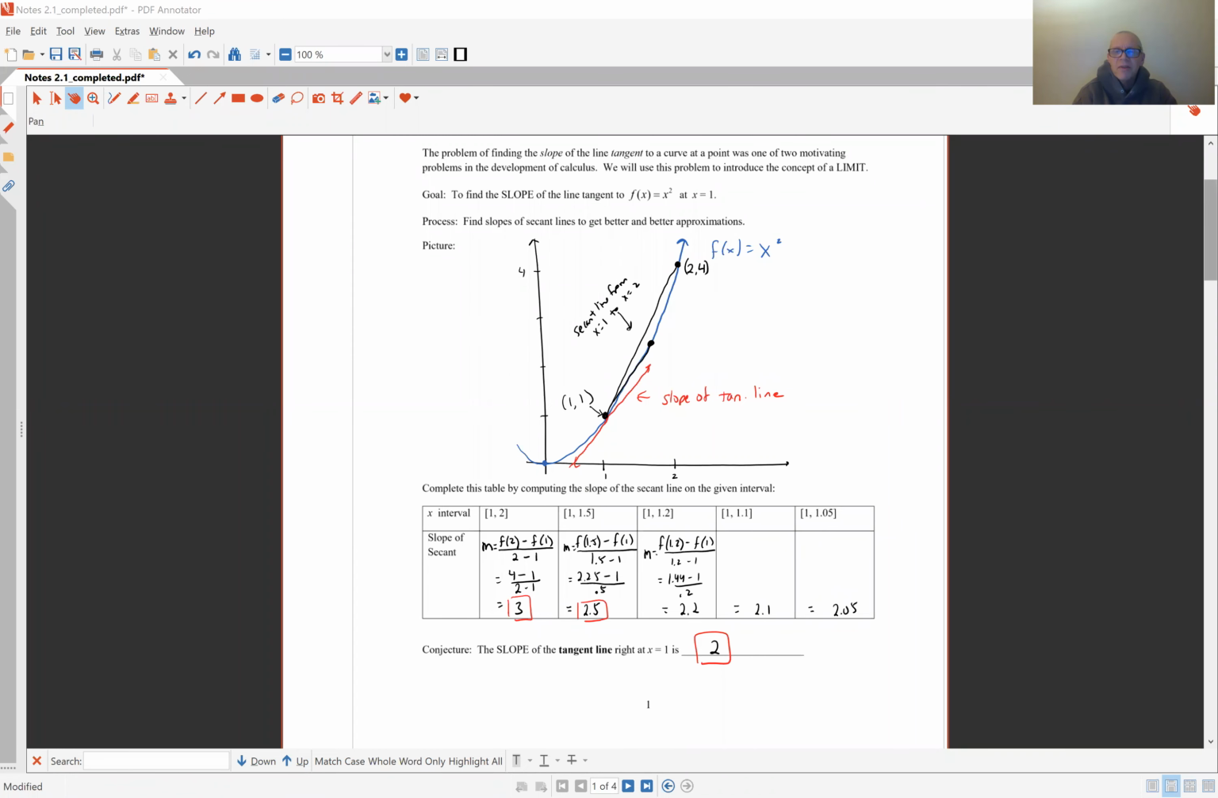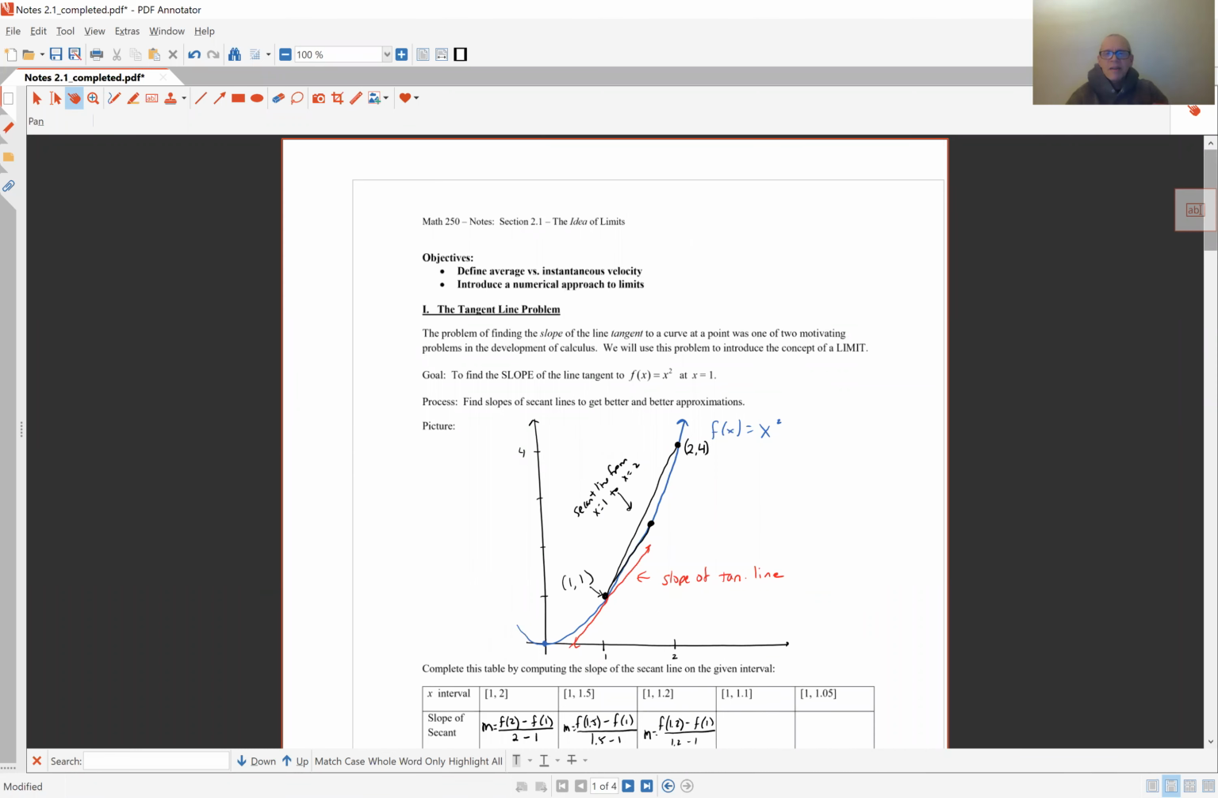Okay, so here are the notes for section 2.1. We're going to learn how to find the slope of what's called a tangent line. A tangent line is just a line that grazes a graph, touching it at only one point. And how can we find the slope of that line?